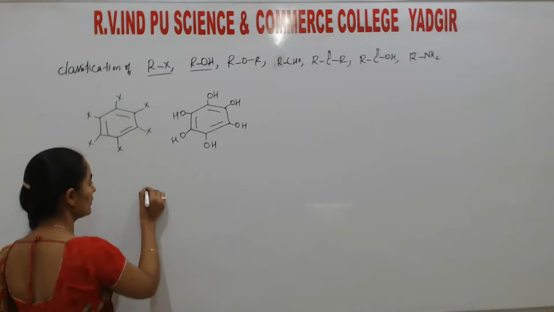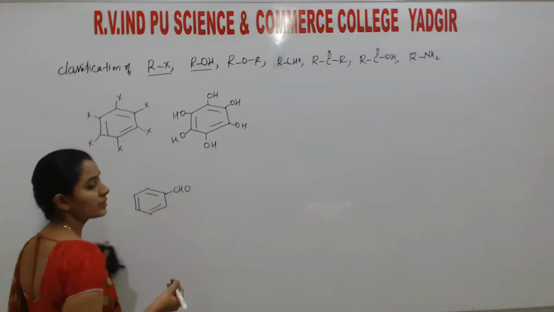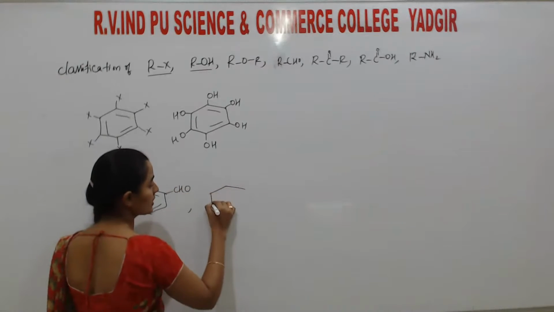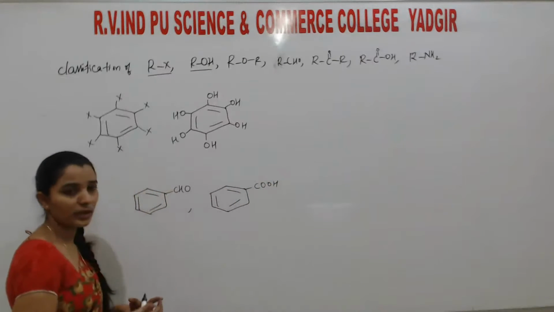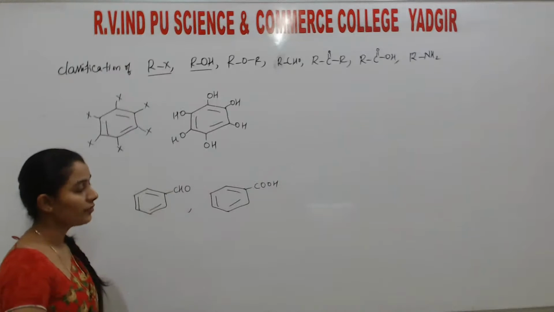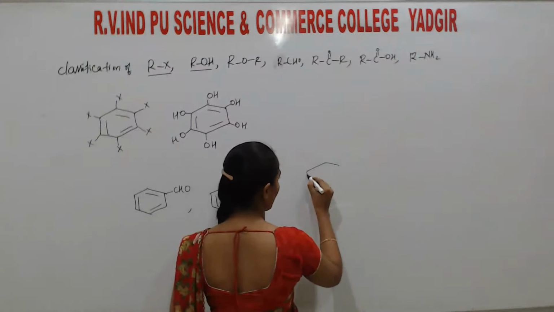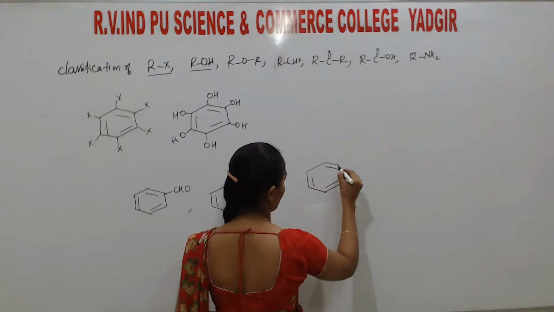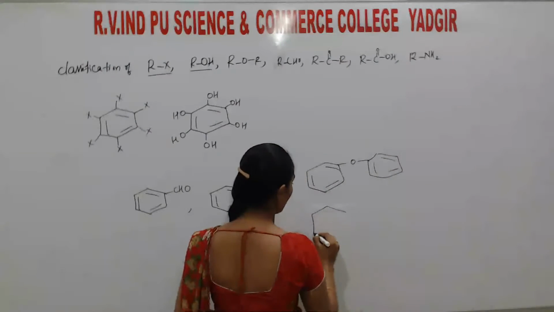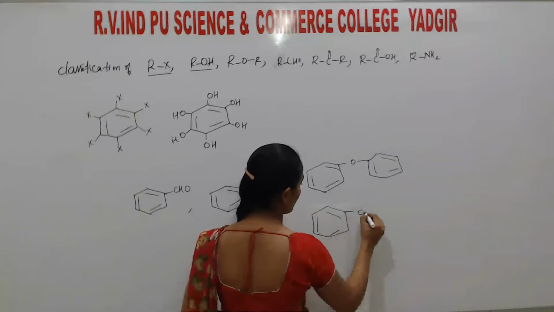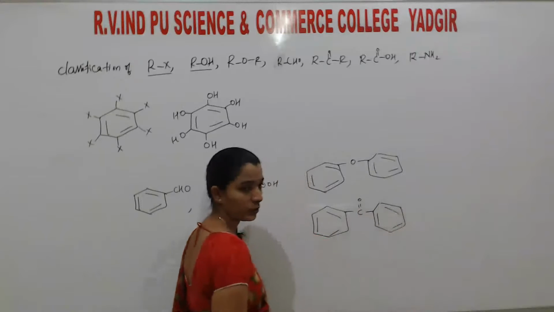Alcohols, phenols. If it is aldehyde, ketone, anything, no doubt in that. If it is aldehyde, benzaldehyde. If it is carboxylic acid, that is benzoic acid. The benzene ring remains the same, only replaced by the functional group. There is no other further classification. If you take ether, of course this is diphenyl ether. If you take ketone, that is diphenyl ketone. Same. Nothing is different. Diphenyl ketone.